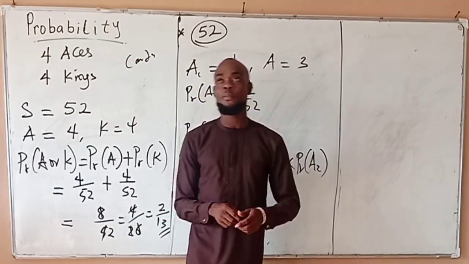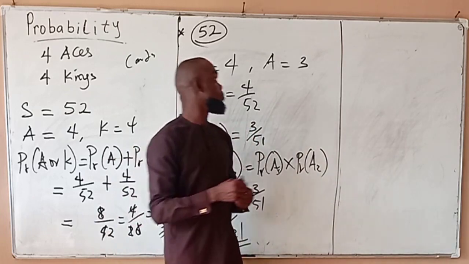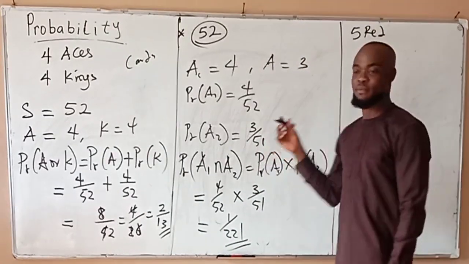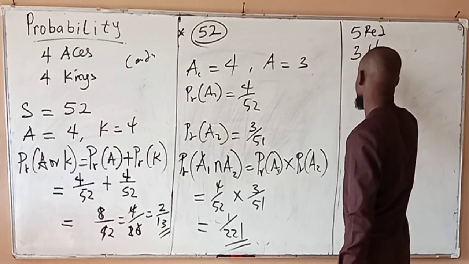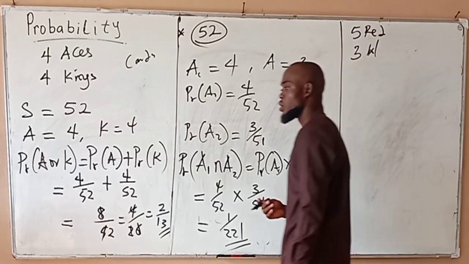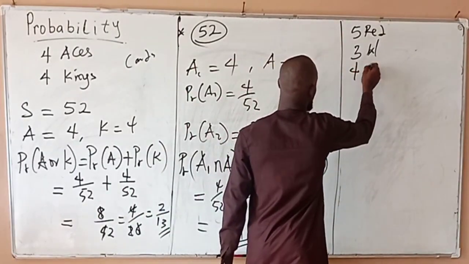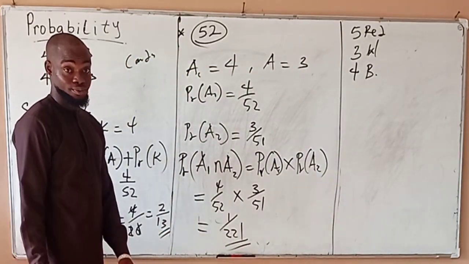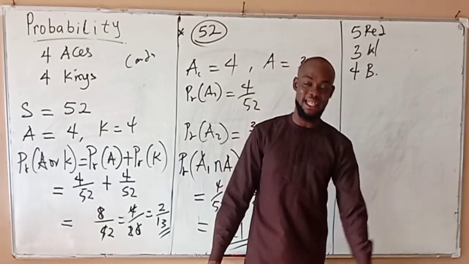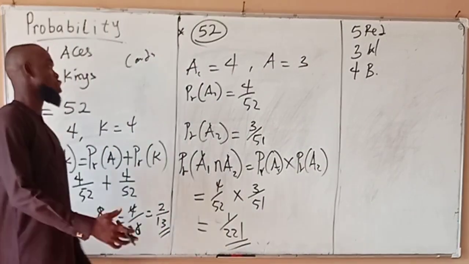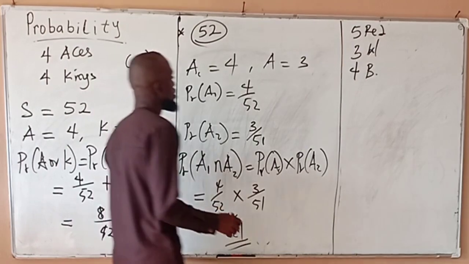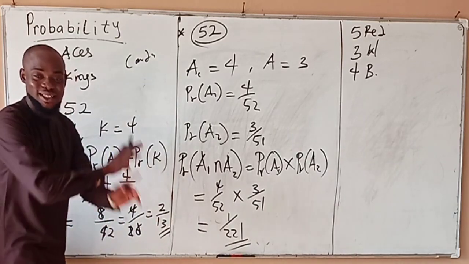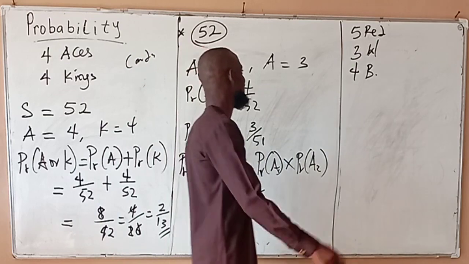Another very important question. A bag contains 5 red balls, 3 white balls, and 4 blue balls. If a ball is drawn at random, what is the probability that it is not red? The ball is not red. What is the probability of that?